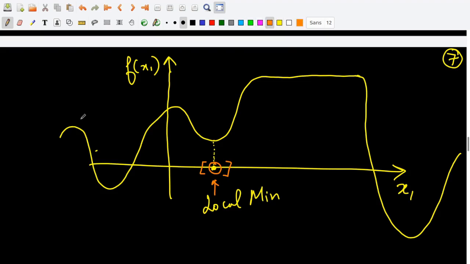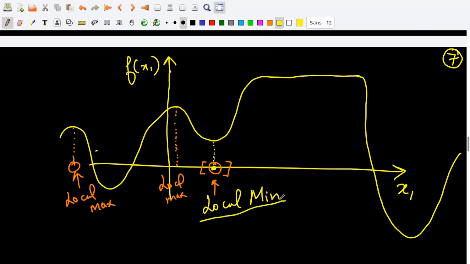So similarly, these 2 points are locally maximum, because if I take a small neighborhood around this point, then this is the value which is sort of the highest. So formally, local minimum is defined over a neighborhood, and says that there are no other better points in the neighborhood.